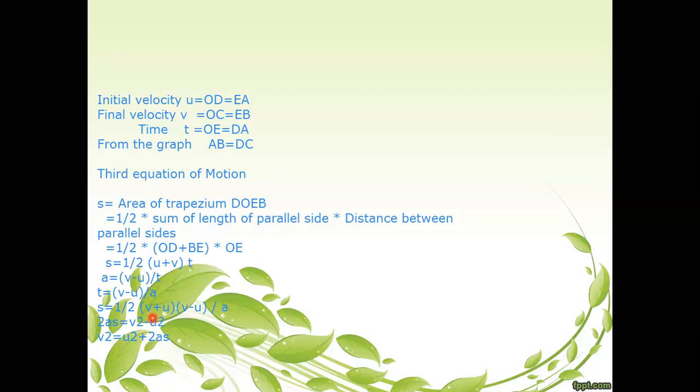So this is the a square minus b square formula. So instead of that, what are we going to do? v square minus u square. So the 2 and a are in division. So when going to the other side it becomes multiplication. So 2as equal to v square minus u square. So we find v square equal to u square plus 2as. This is the third equation of motion.